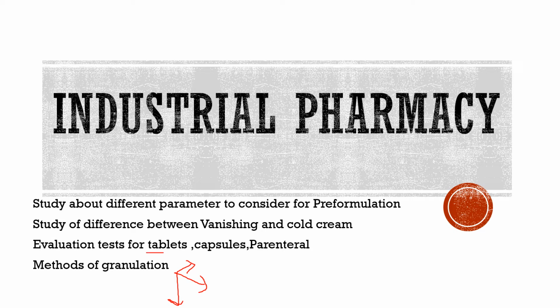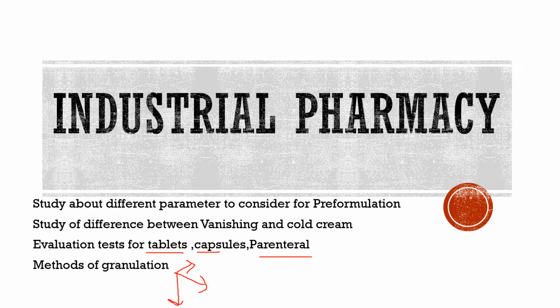Evaluation tests for tablets, capsules, and parenterals. For parenterals, we have sterility testing like membrane filtration and direct inoculation. We have two media, FTM and SCDM. SCDM is for fungi and FTM is for bacteria. We have pyrogen testing, which has the LAL test and the rabbit test. The LAL test is the Limulus amoebocyte lysate reagent test, in which we extract this reagent from the amoebocytes of the Limulus polyphemus crab, which is horseshoe in shape.